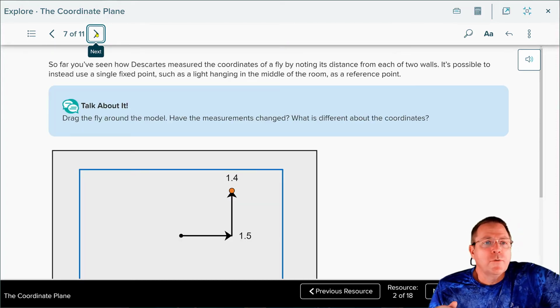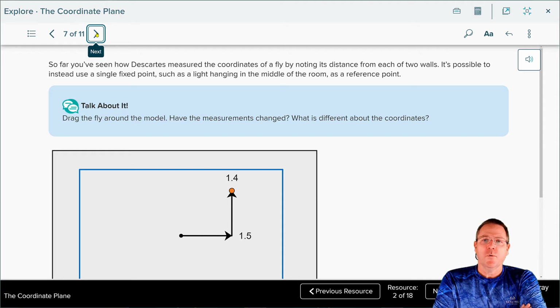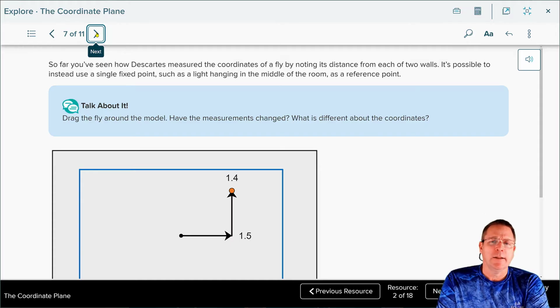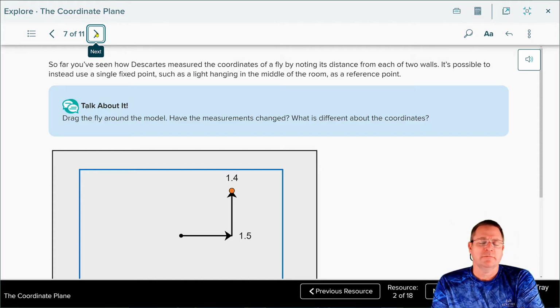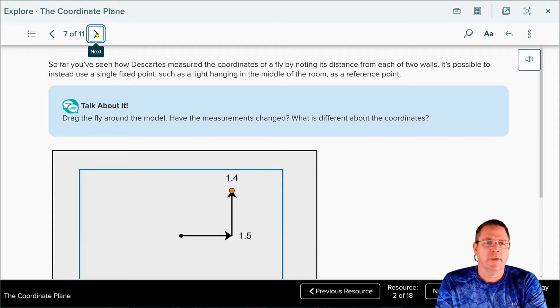Now, so far, you've seen how Descartes measured the coordinates of the fly by noting its distance from the two walls. Is it possible instead to use a fixed point on the ceiling, such as maybe a light in the middle of the room as a reference? I don't think he had a light hanging in the middle of the room way back then, because they didn't have electricity and all back then, but it's possible.